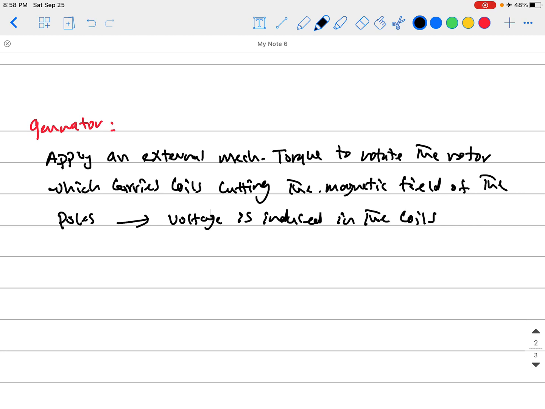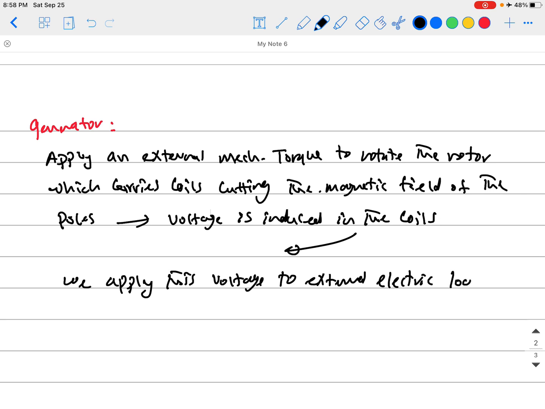That's a generator you want to have, yeah? But what will happen now? What happens is we apply this voltage to an external electric load, resistive load R, L, or C, whatever it is. Okay, guys? Why? Because that's why we get a generator. We get a generator to feed electricity to a load, yeah?